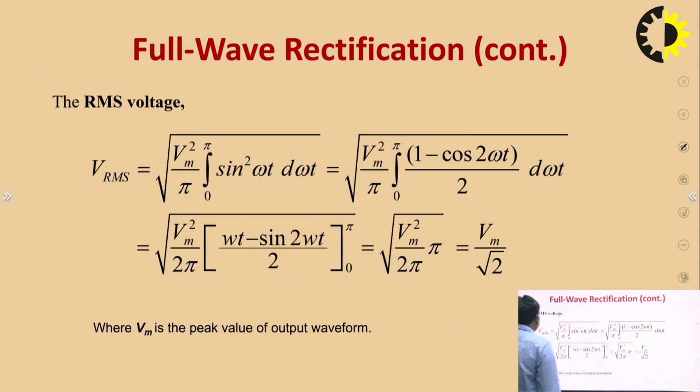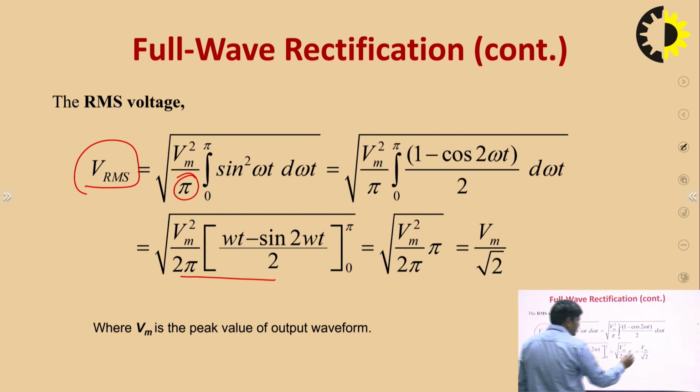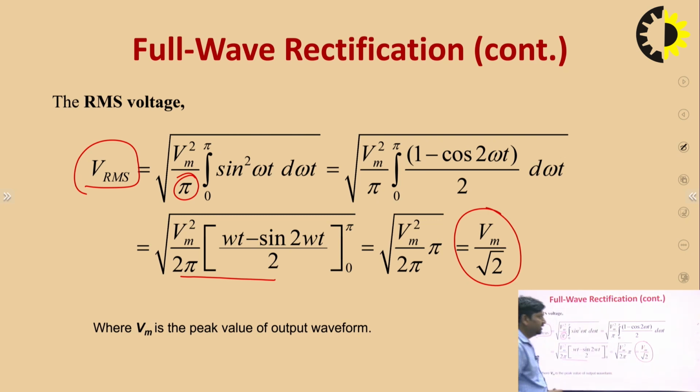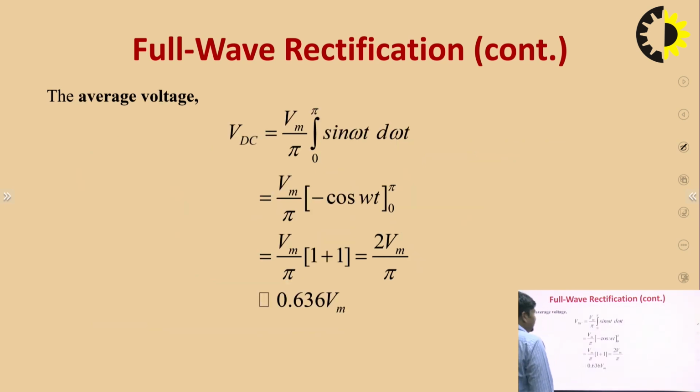So, we can easily calculate the RMS voltage here in the same fashion: Vi sin omega t whole squared over the total time period. So, this one is the root mean square value, which is Vm by root 2. So, in the full wave rectified circuit, the root mean square value is Vm by root 2. And how do we calculate the average voltage? Because the time period is pi.